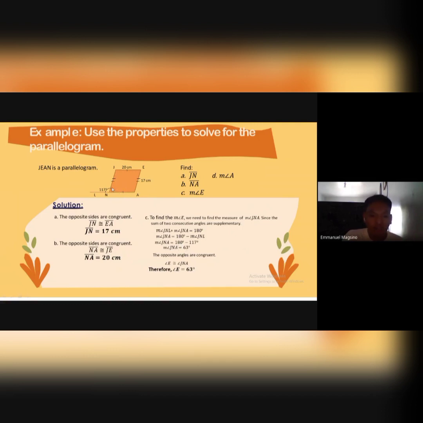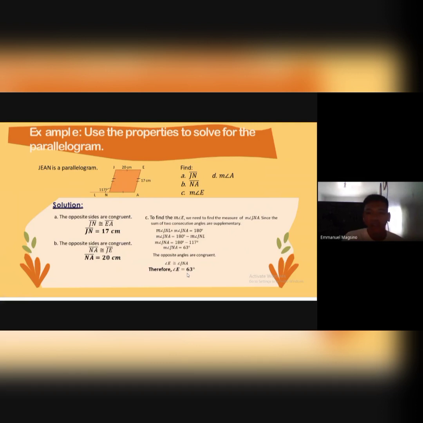So yung magiging measure po nito ay 63 degrees. Remember that the opposite angles are congruent. So yung angle E natin ay congruent po dito sa measure of angle J and A. Therefore, if angle J and A is 63 degrees, ilan yung ating angle E? So the value of angle E is also equal to 63 degrees.